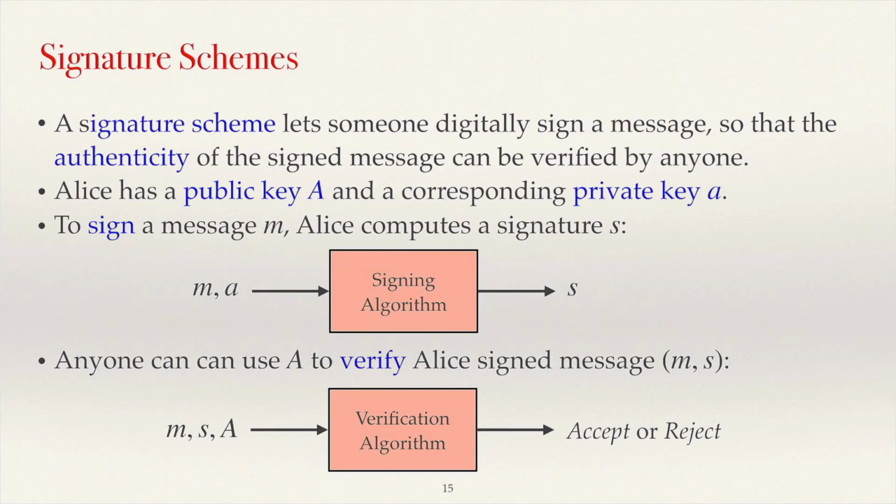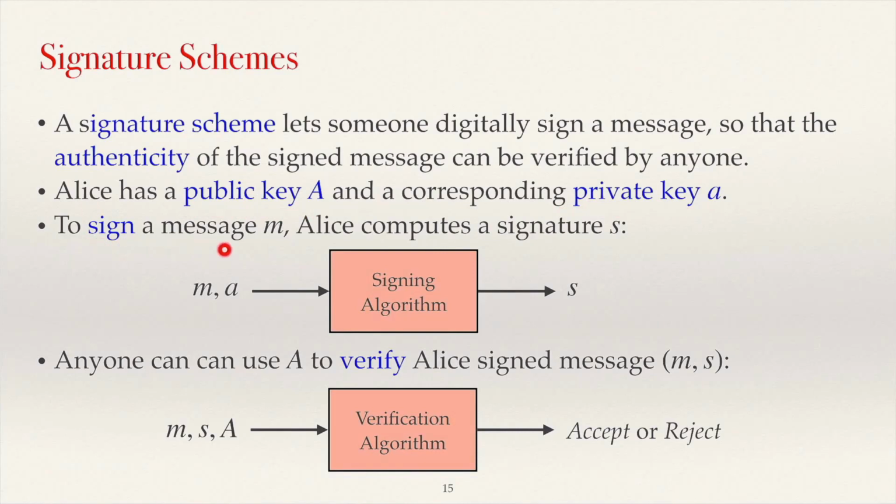The second cryptographic ingredient we need is a digital signature scheme. Signature schemes let someone digitally sign a message so that the authenticity of the signed message can be verified by anyone. Every user of the system, say Alice, has a public key capital A and a corresponding private key little a. As the name suggests, Alice's public key is publicly available to everyone, whereas she keeps the private key secret to herself.